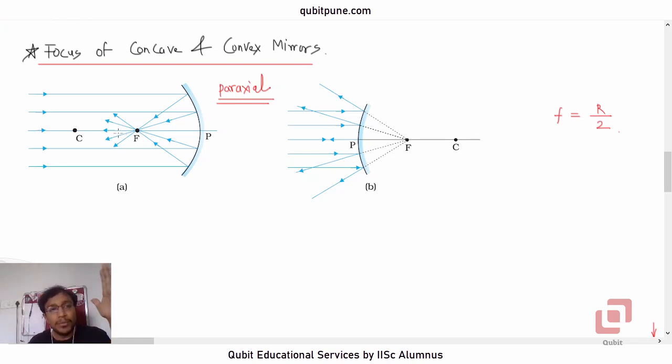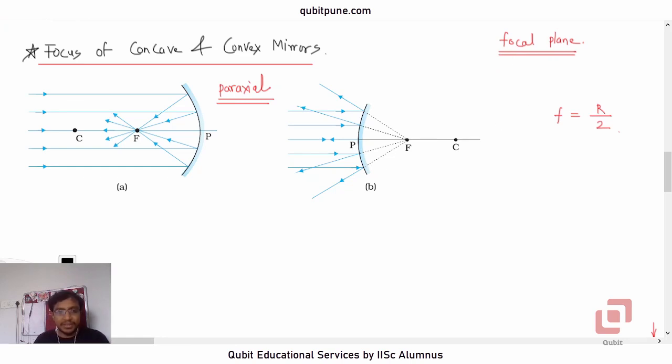Now suppose you imagine a beam of light which is not parallel or which is not along the principal axis CP. In that case the point of convergence will not be on the principal axis, but it will be somewhere in a plane, and that plane is called as the focal plane.